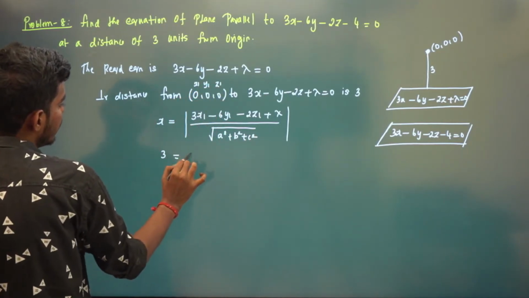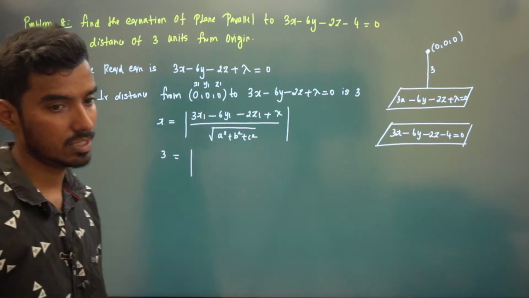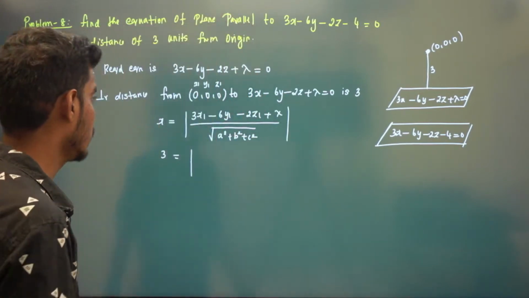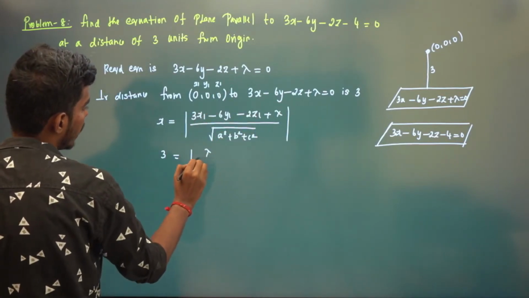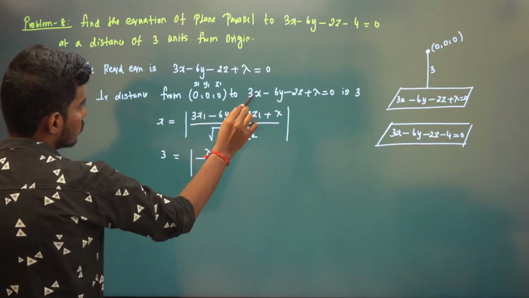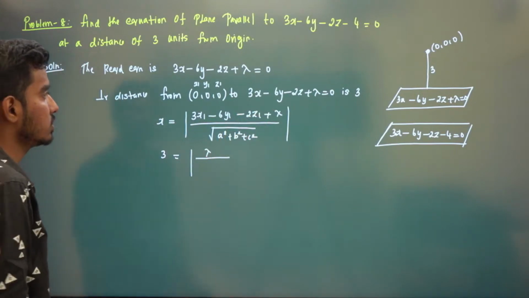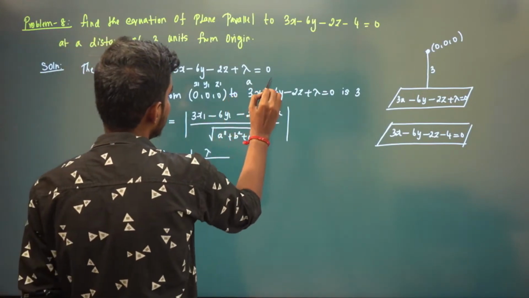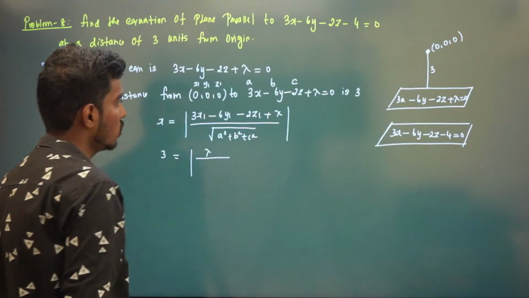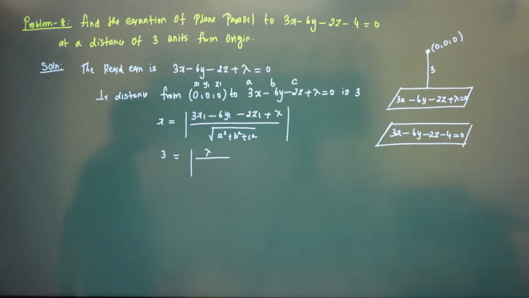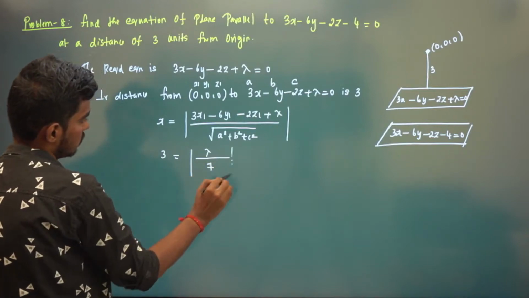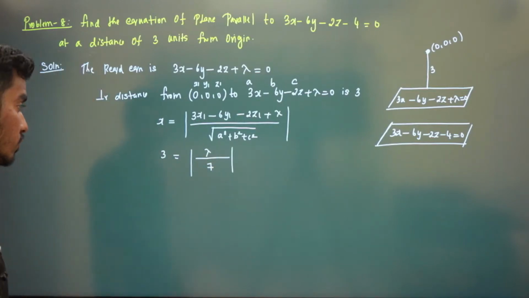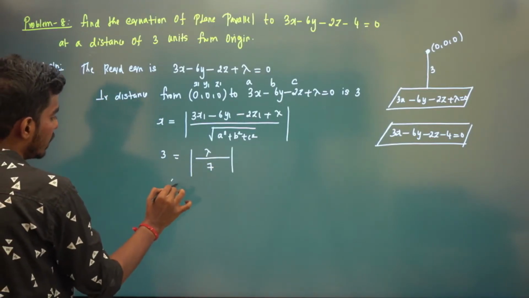We know this is 3 units. X is the distance, and they have given x is 3. So 3 is equal to, this will be 0, 0, 0, so we have lambda divided by root of a square plus b square plus c square. So a is 3, b is minus 6, c is minus 2. So 3 square is 9, 36, 4, it will be 7. Right? Very important now. So modulus of lambda by 7 is 3.